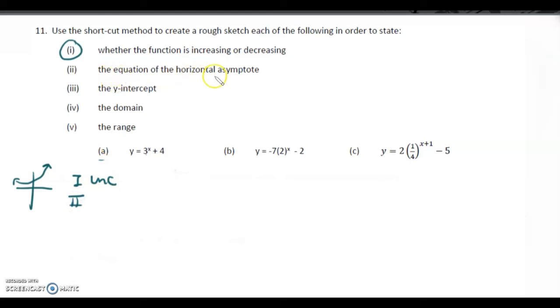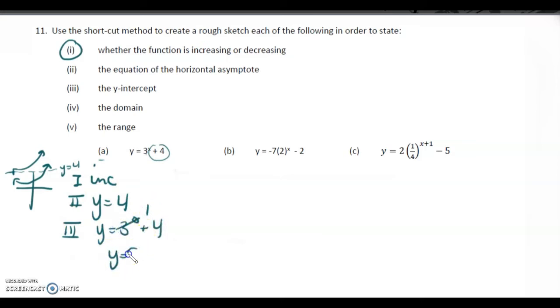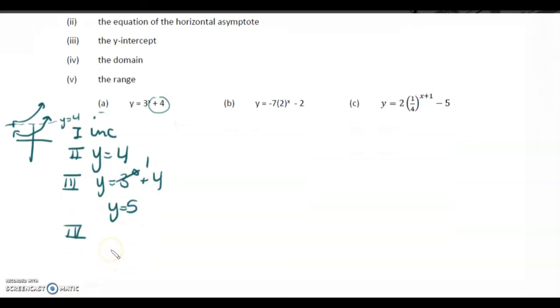Okay, number 2, the equation of the horizontal asymptote. This moves up 4. So our horizontal asymptote is y equals 4. Okay, the y-intercept, we can just sub in 3 to the 0 plus 4. This goes to a 1. Our y-intercept is 5. Okay, our domain is x element of the real numbers because it's an exponential function, and our range is y element of the real numbers such that y is greater than 4, which is our asymptote.